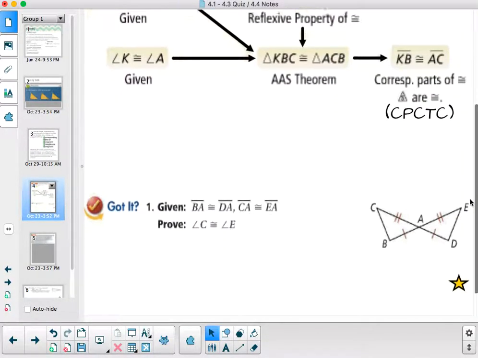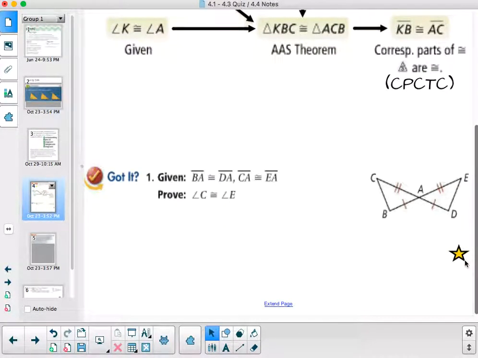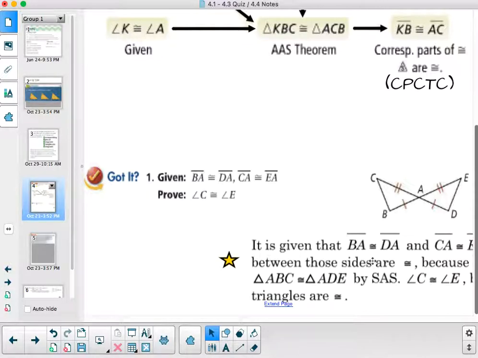All right, my friends, it is now your turn. Here is your got it question. You are given 2 sets of congruencies, and your job is to prove that angle C is congruent to angle E. Remember, you must first prove that 2 triangles are congruent in order to prove that their parts are also congruent. Please pause the video at this time and take the time to prove this statement. All right, here is your answer.